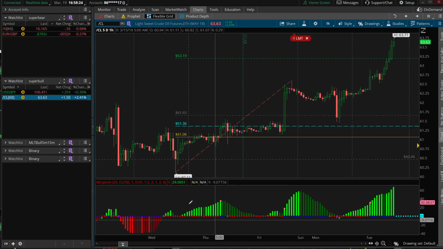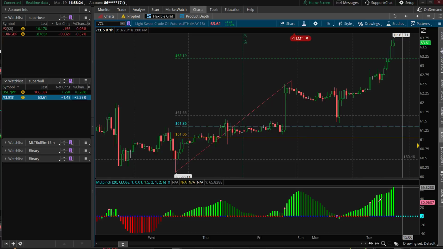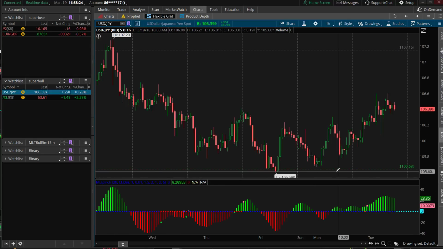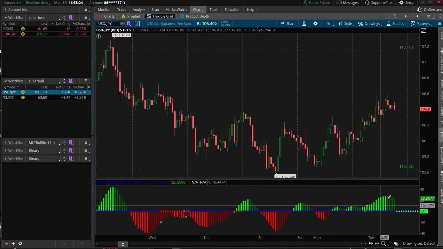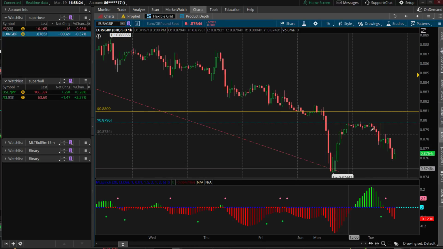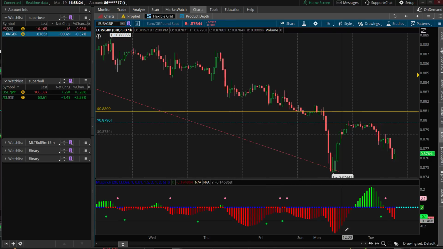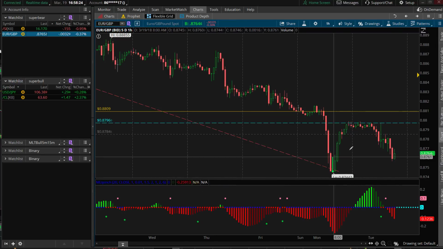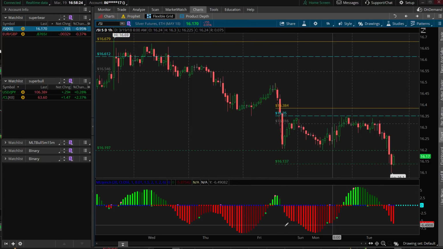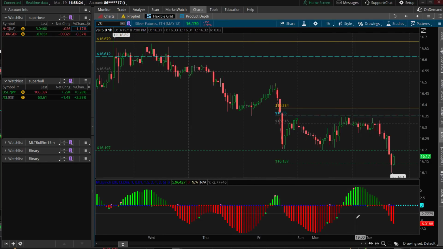What that is, this indicator on the bottom, it's called the MLT pinch. I am scanning for markets with an uptrending pinch where the market is going to break out. And you can see oil breaking out here. Let's take a look at the USD JPY. Constant increase in this indicator. As it's moving up, I'm looking at that market for a long. Euro, Great Britain pound. You see how this indicator is moving lower and lower? So I'm looking for shorts. All right, silver, same thing, lower and lower.